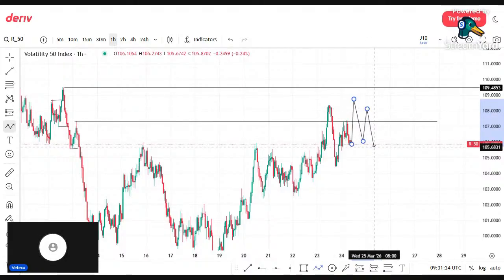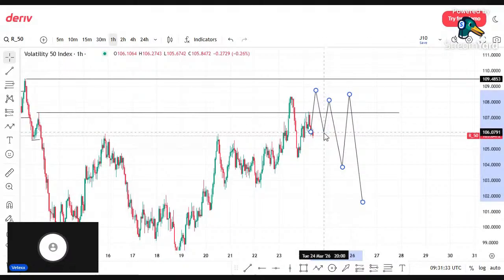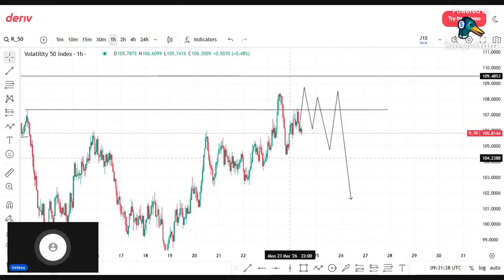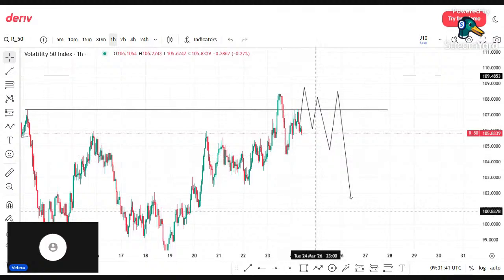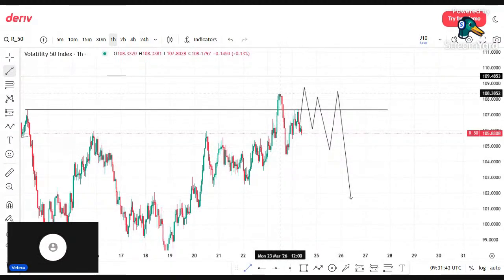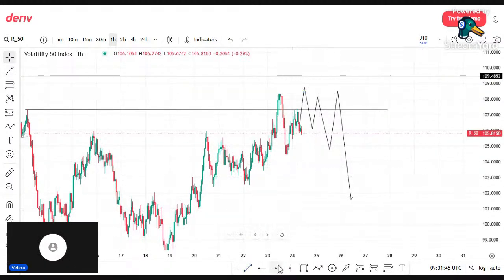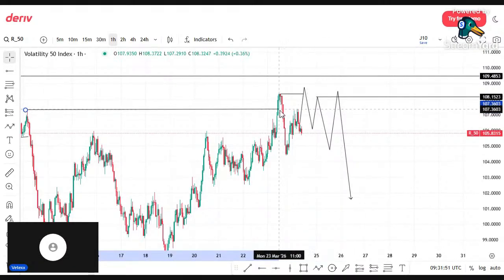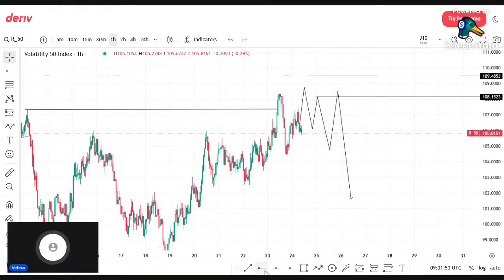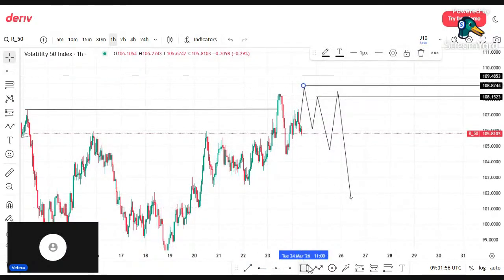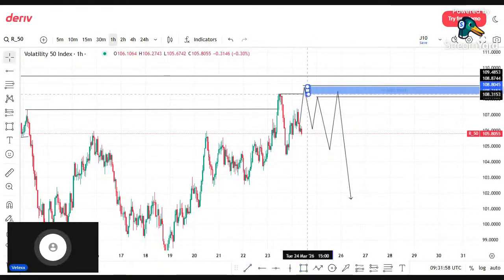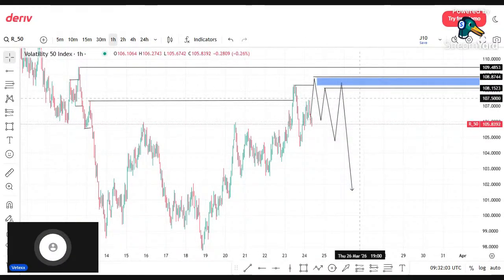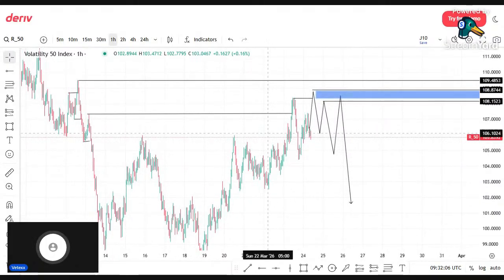Let's do next. Since this one has already been invalidated, we want price to do this in this POI, give us this, and a new protected high. Then once it taps into it, it drops. So this is what we're anticipating since this has been invalidated already. So we're anticipating this move on V75 index.